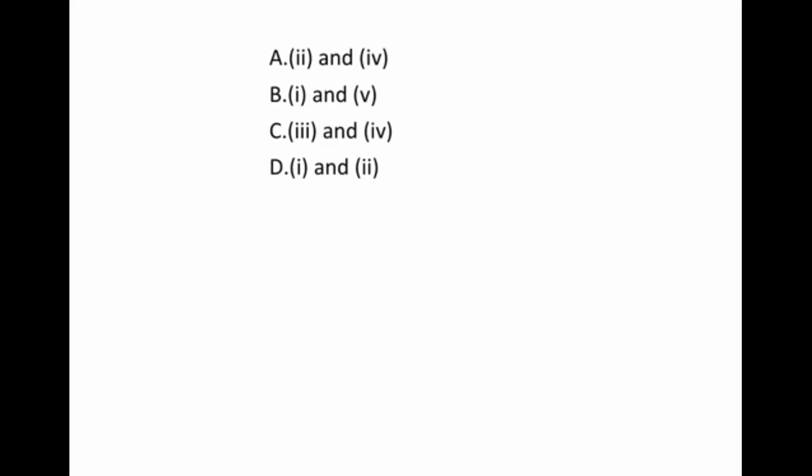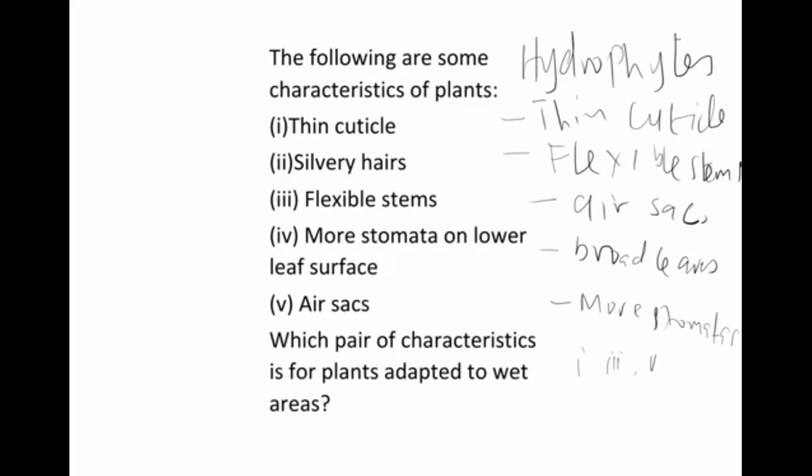Looking at our answers, we have 1 and 5, 2. So we pick B. That will include thin cuticle and air sacs.